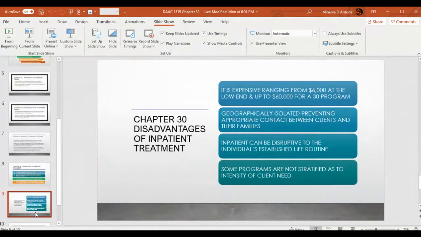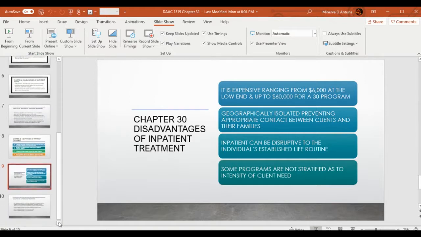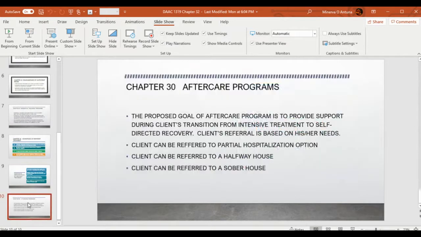Excuse me. And some programs are not stratified as to intensity of client need. In other words, some programs are cupcake design rather than specialized need design. And we talked about that when we talked about special populations.